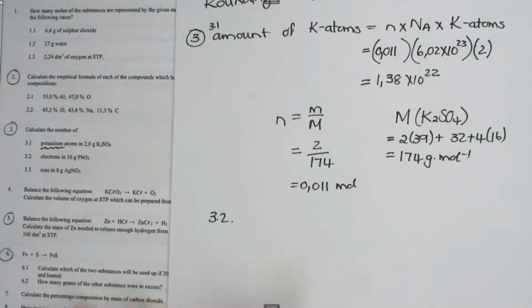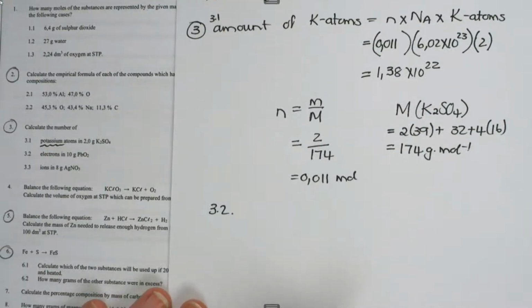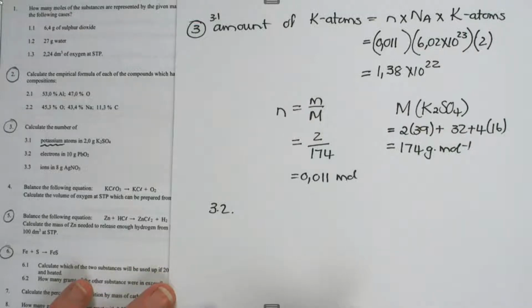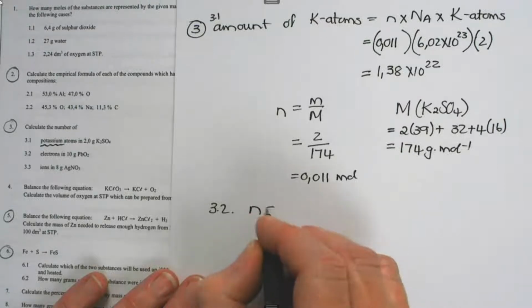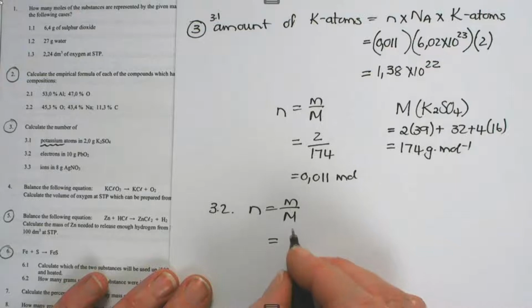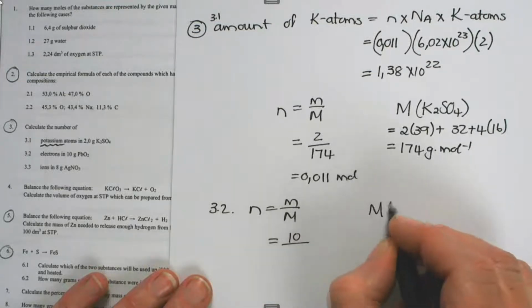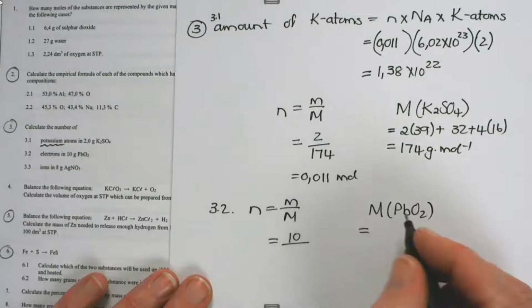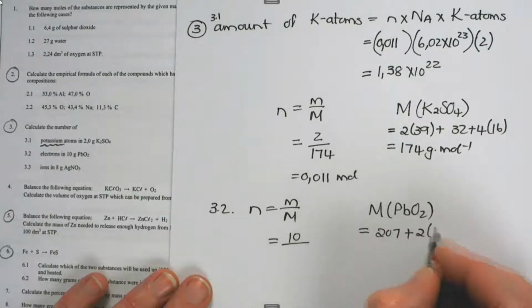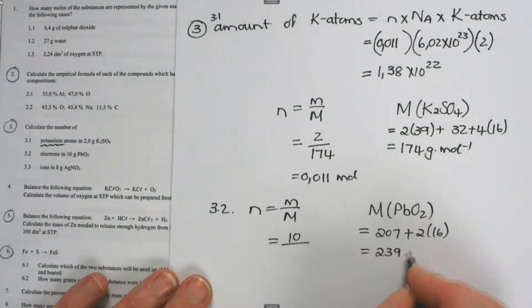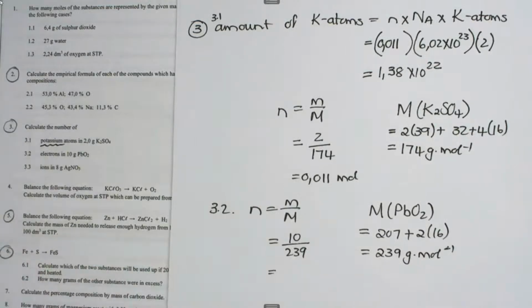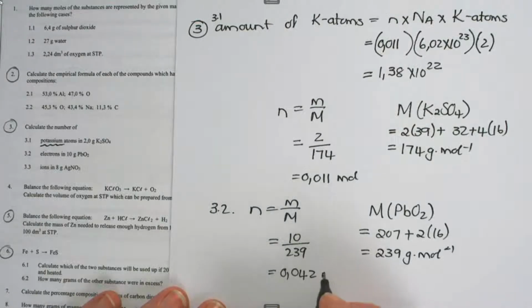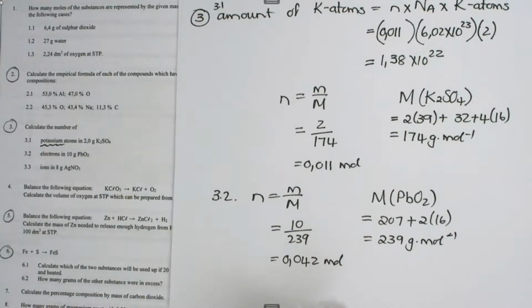Okay, 3.2. I must calculate now the electrons in 10 gram PbO2. So I'm going to say again, I must first calculate the mole. So it is 10 divided by capital M of PbO2. It is 207 plus 2 times 16 gives me 239 grams per mole. Okay, I get 10 divided by 239. And I'm going to write it as a rounded number, but I'm going to keep the whole number on my calculator.